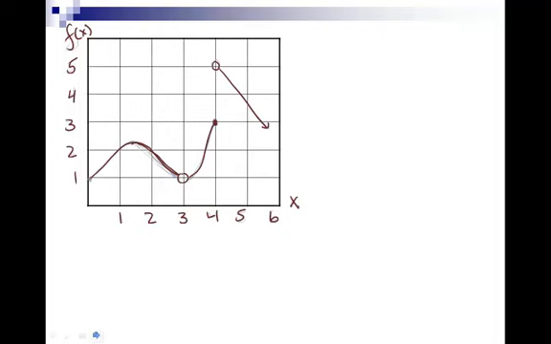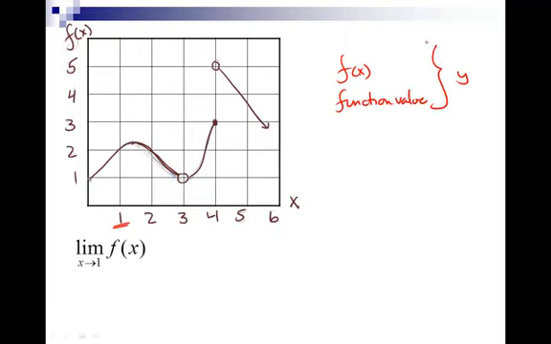I'm going to ask three different questions here. First is, what is the limit of f of x as x approaches 1? So we're going to look at our x value of 1, and we're going to say, what happens to f of x? Remember, f of x, or we might say the function value, is always the y. So when I look for the limit of f of x, I'm looking for the y value that the function approaches as x approaches 1.